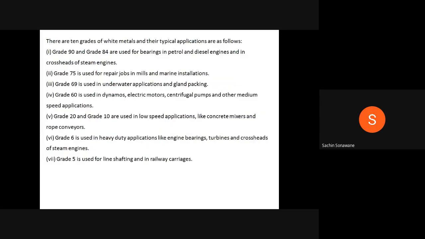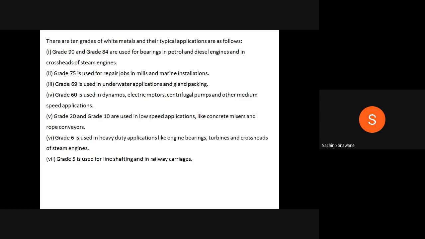There are 10 grades of white metals and their applications are as follows. Grade 90 and grade 84 are used for bearings in petrol and diesel engines and in crossheads of steam engines. Grade 75 is used for repair jobs in mills and marine installations. Grade 69 is used in underwater applications and gland packing.